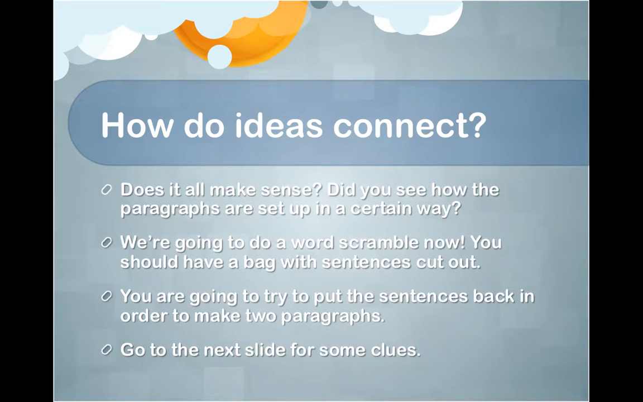So how was that? Was it easy? Was it hard? Did it make sense at all? Did you see how paragraphs are set up a certain way? It makes sense, and it makes the story and information flow along at a steady pace.